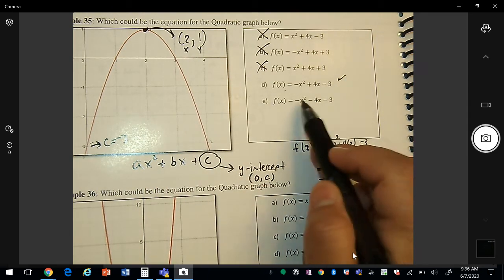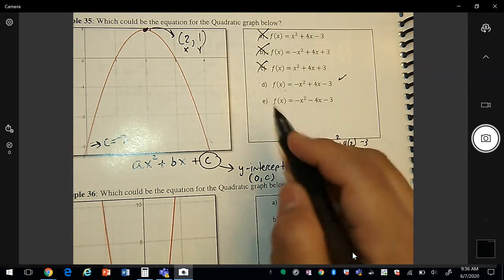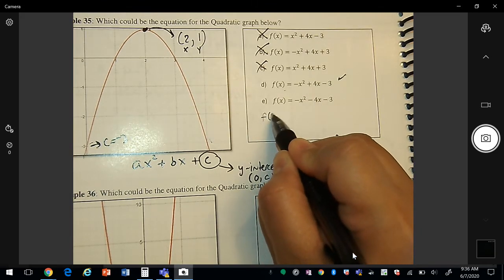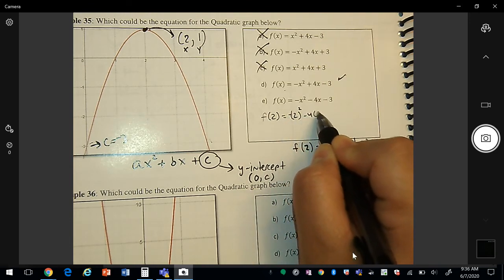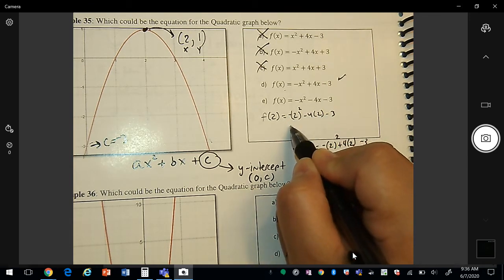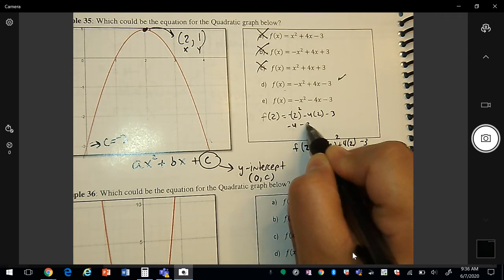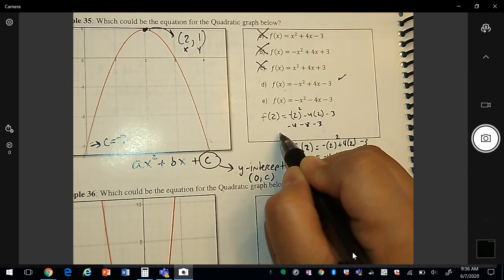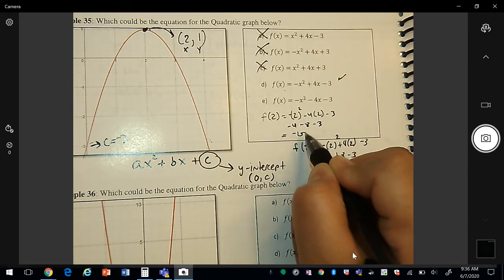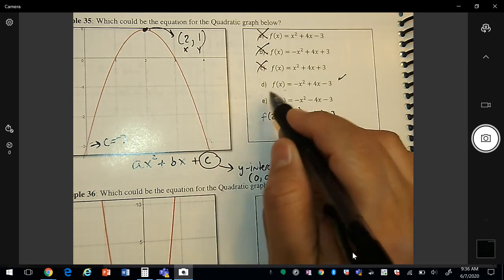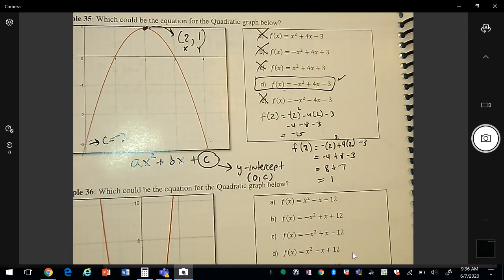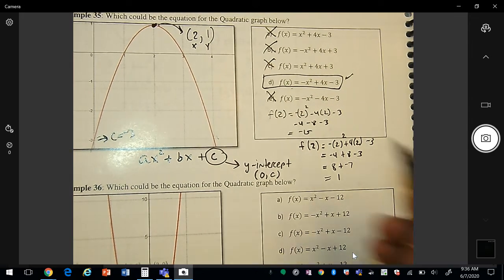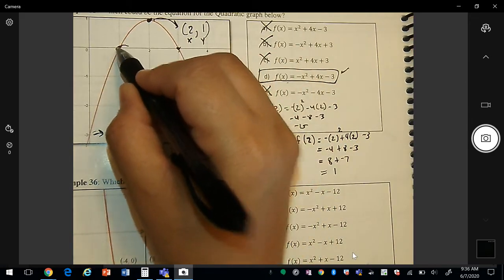But you want to check it on the next point as well, just to make sure. So if I plug in a 2, then we get negative 4 minus 8 minus 3. And that gives me a negative 15. So notice it doesn't work for E. So my answer is going to be letter D. You could have also used these points here.